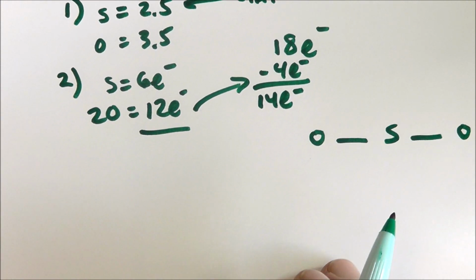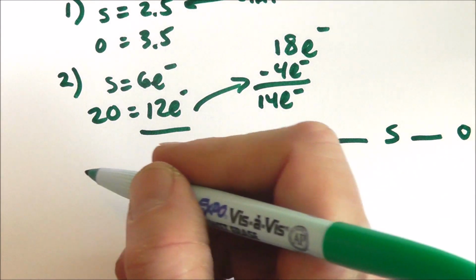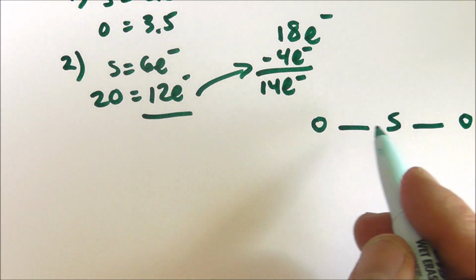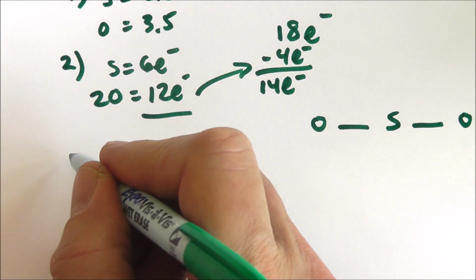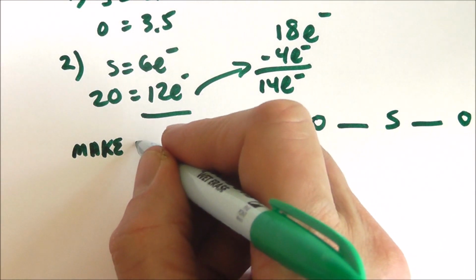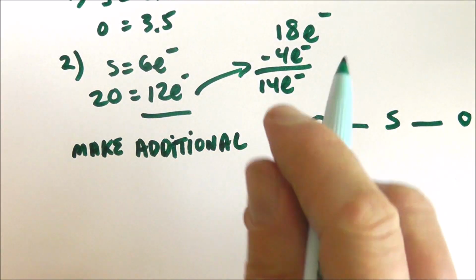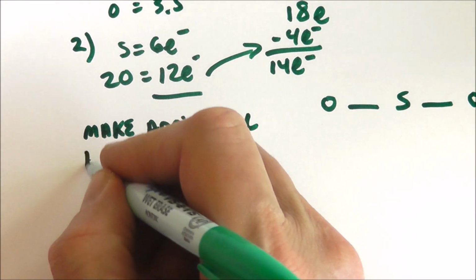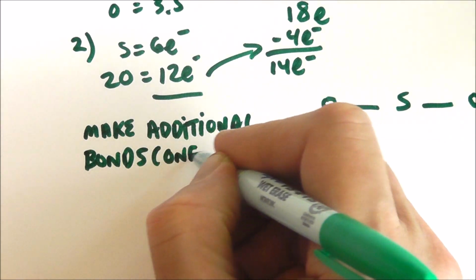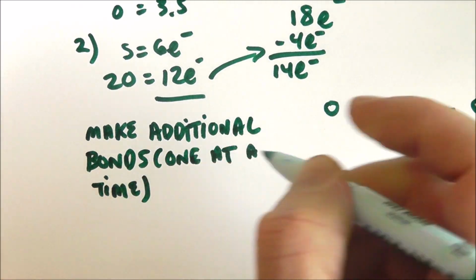So what we need to do is go to the next step. We're going to need to reevaluate now, and see if we can make more bonds. So make additional bonds. Now I want to stress this, because this is a weird example and I want to protect you folks against weird things that could happen. We're going to just make a bond at a time, and then we're going to retry the step where we distribute them.